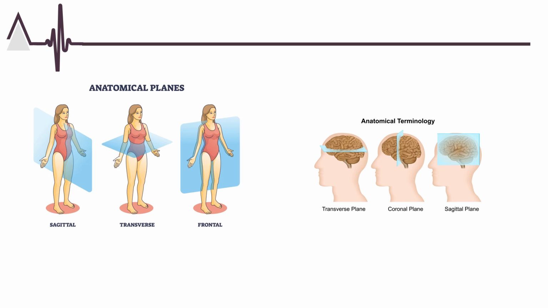Let's end our discussion with some humor. Why did the coronal plane break up with the sagittal plane? Because they couldn't see eye to eye. I hope that joke gave you a chuckle.